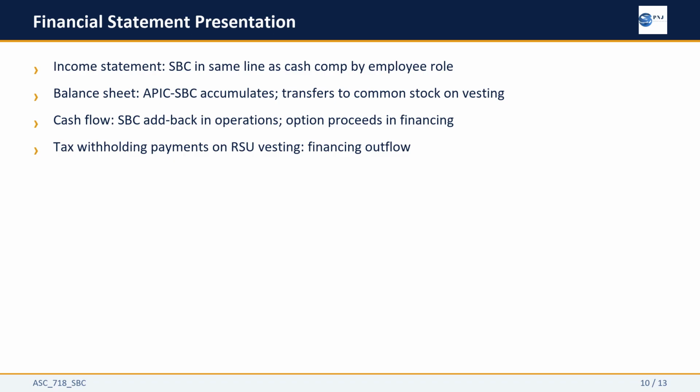Option exercise proceeds come in as a financing inflow. Tax withholding payments on RSU vesting, where the company sells shares on behalf of the employee to cover taxes, are a financing outflow. Excess tax benefits, which we covered in Section 4, are reported in operating activities.